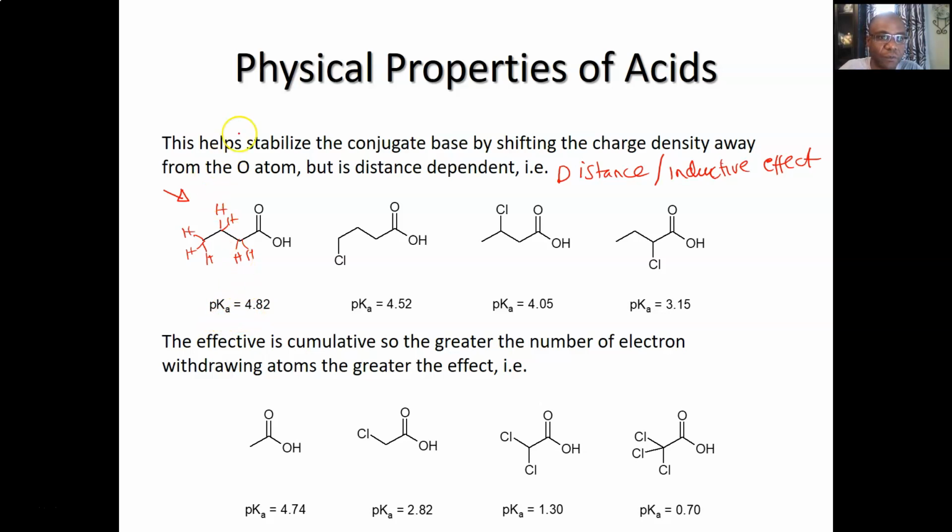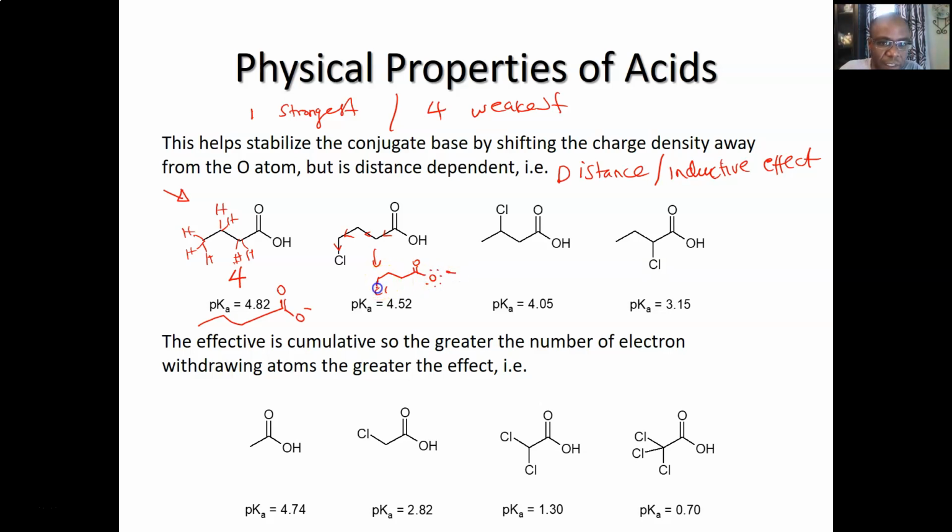Okay, so ranking from 1 being the strongest to 4 being the weakest, this will take number 4 because there's no electron withdrawing group that will stabilize the conjugate base. The conjugate base would have looked like this. No electron withdrawing group to stabilize the conjugate base. Here you have a chlorine that will pull electrons. Okay, so if I were to draw the conjugate base, like I said, the best way to approach it is to look at the conjugate base.